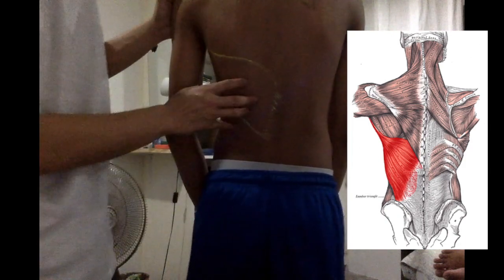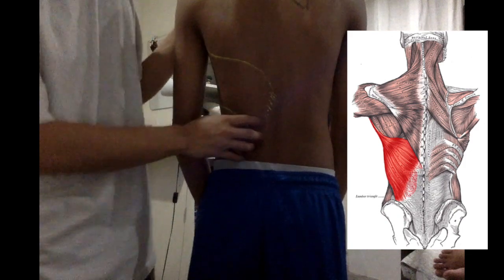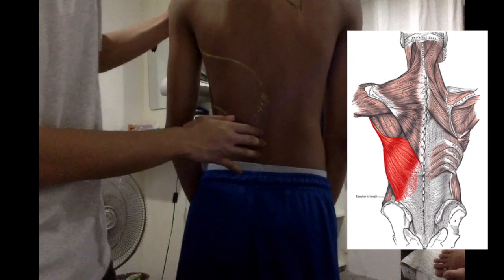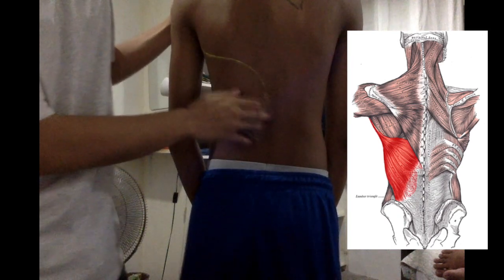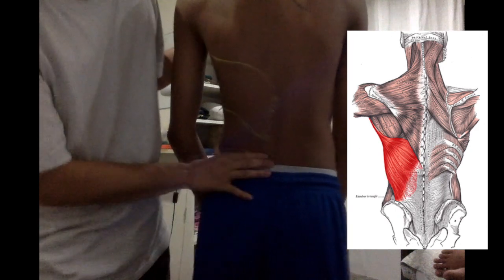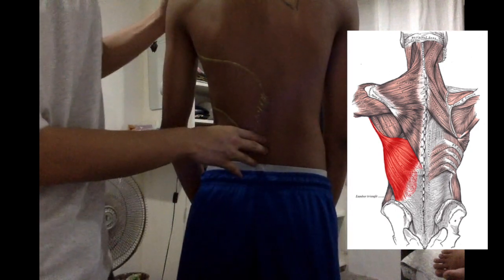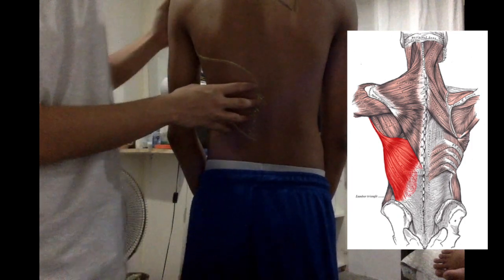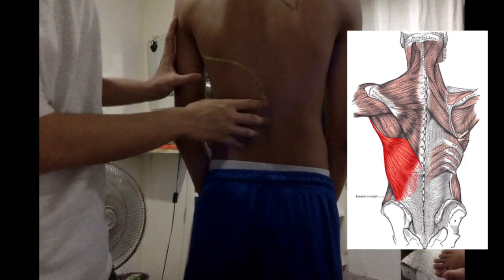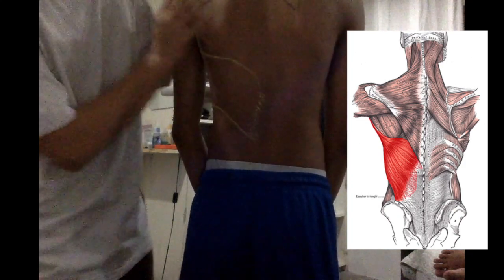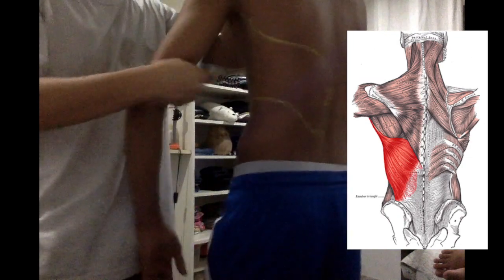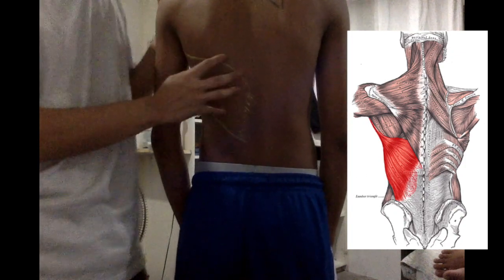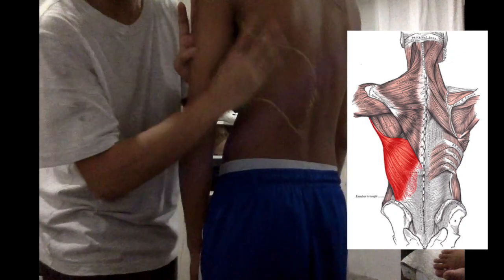Its origin is in the spinous process of the vertebra T7 to L5. So, thoracic region and the lumbar region right here. Thoracolumbar fascia, iliac crest. So, meron din siya dito. Around the waist, inside. And inferior 3 or 4 ribs and inferior angle of the scapula. So, connect ko rin siya dito sa sides natin, under the arms. Its insertion is the floor of the intertubercular groove of the humerus. So, dito yung insertion niya.